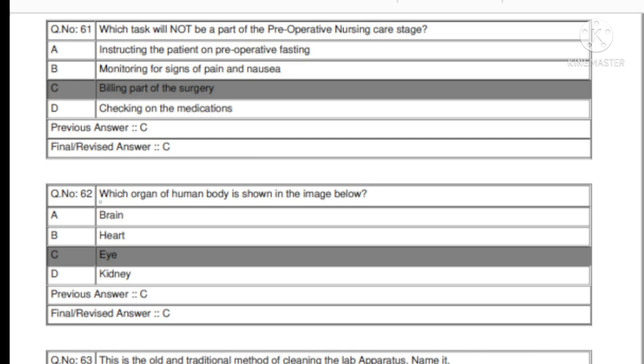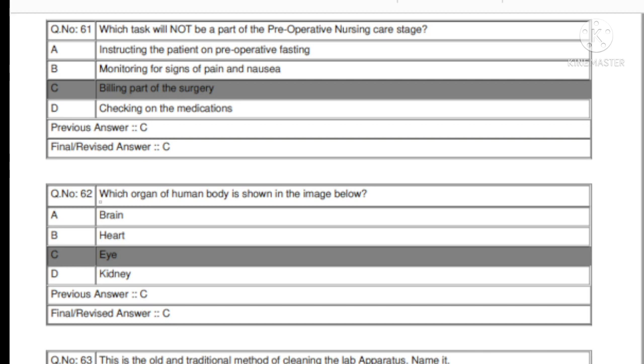So, let's begin with question number 61. Which task will not be a part of the pre-operative nursing care stage? A. Instructing the patient on pre-operative fasting. B. Monitoring for signs of pain and nausea. C. Billing part of the surgery. D. Checking on the medications.